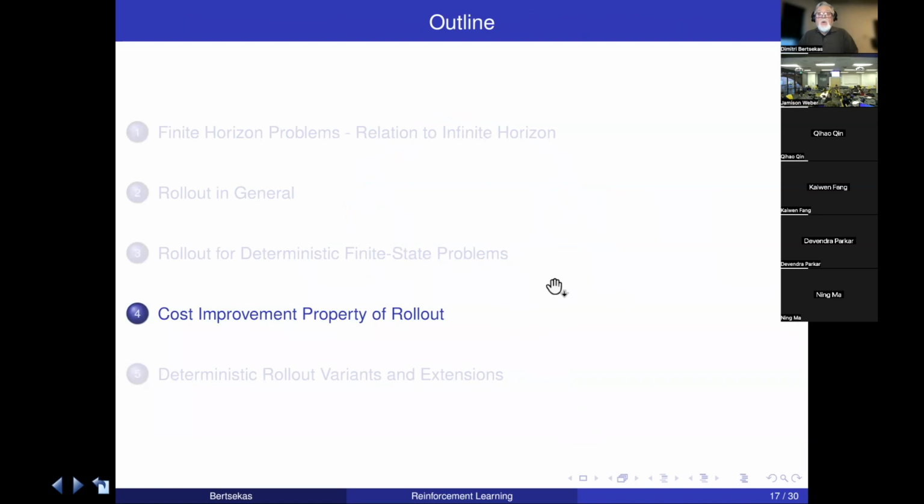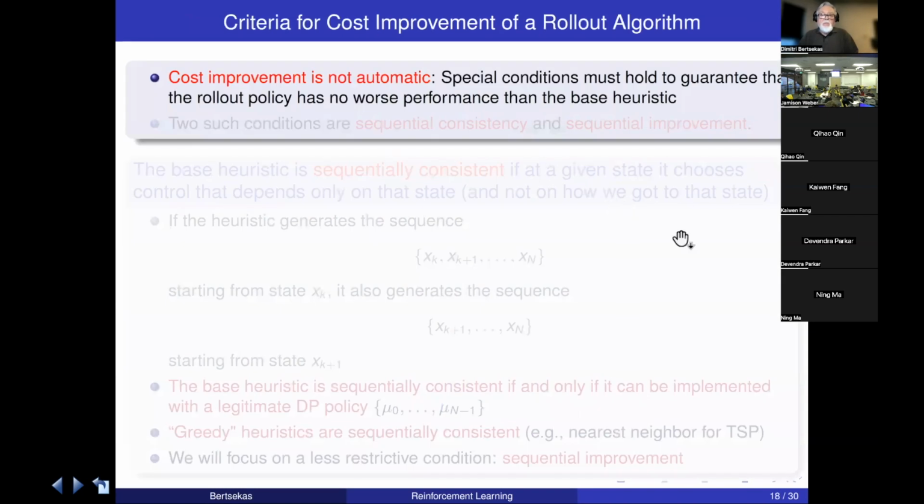Okay, so now we've talked about this cost improvement property of rollout, and we're going to discuss it in some detail. First of all, it's not guaranteed automatically. Some special conditions have to hold in order to guarantee that the rollout policy has no worse performance than the base heuristic. The base heuristic can be anything. It can be arbitrarily stupid, so it can be designed in a way to trick the rollout algorithm to take wrong moves. However, there are some conditions that hold quite widely, which we can look into and which also form the basis for making the rollout algorithm more robust and reliable.